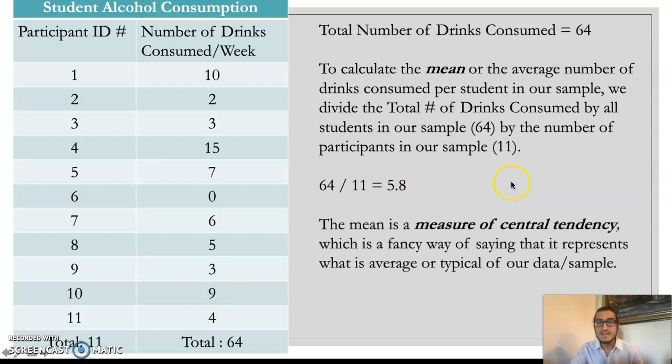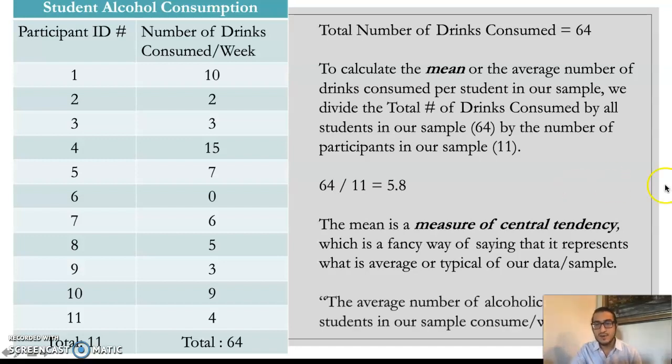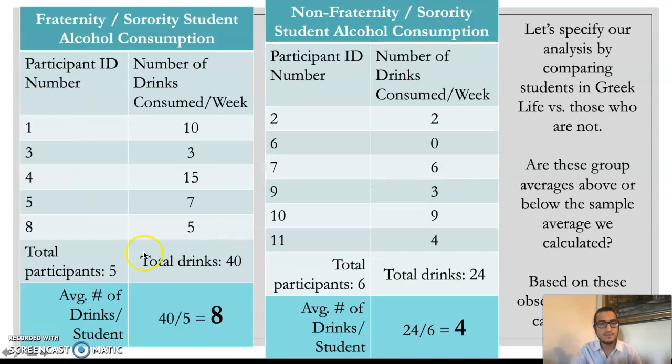This mean is a measure of central tendency, which is a fancy way of saying that it represents what is average or typical of our data or our sample. So I could say the average number of alcoholic drinks students consumed in our sample per week was 5.8. This is the most basic of statistics, calculating the mean or the average of a group.